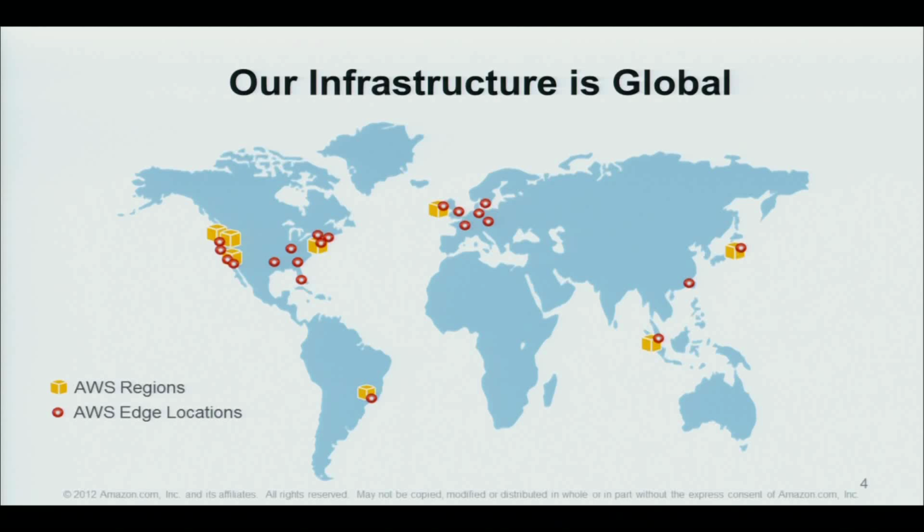Within each region, we provide a number of availability zones, or AZs. An availability zone is a distinct location that's engineered to be insulated from failures in other AZs. And they provide inexpensive, low-latency network connectivity to other AZs in that region. So when launching an Amazon EC2 instance in an availability zone, you can utilize separate AZs to protect your applications from failure in a single location.